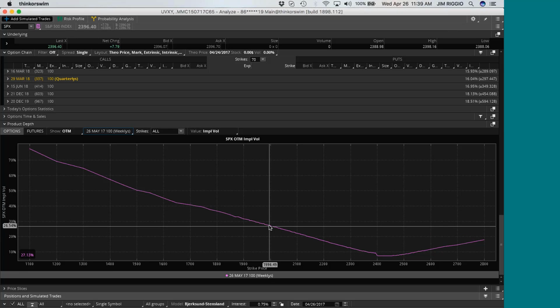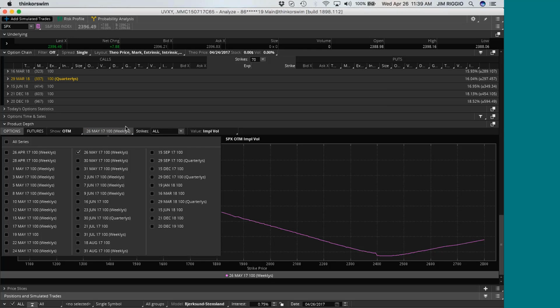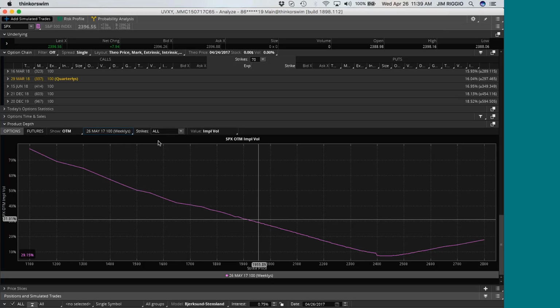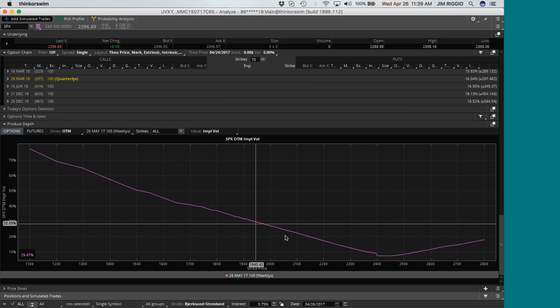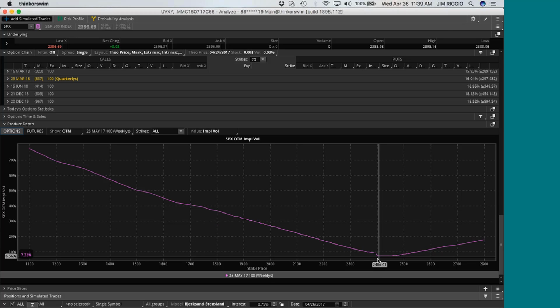So when we take a look at the 2400, do I not have the right one? I have the weeklies. I'm looking at the out of the monies. I don't know why this is... No, it should be. I was on options. Oh, okay. I don't know why I didn't have it. Maybe I was looking in the wrong place. But here's the 2400.